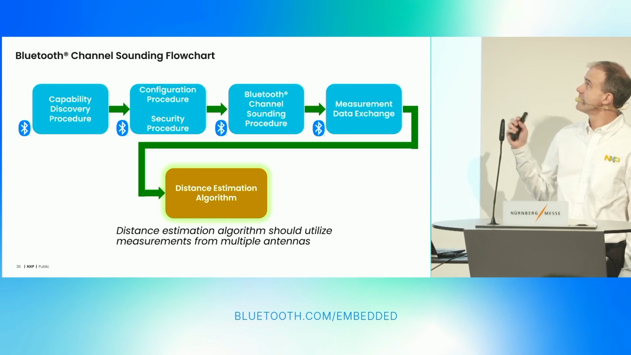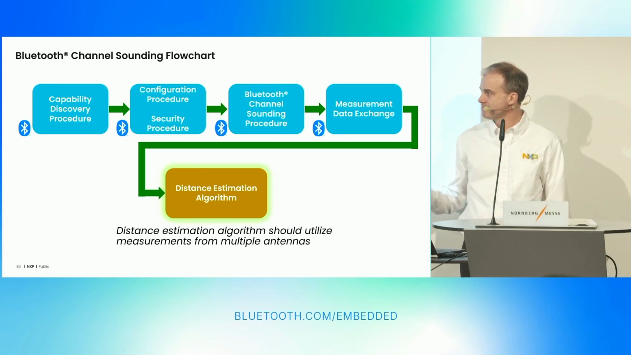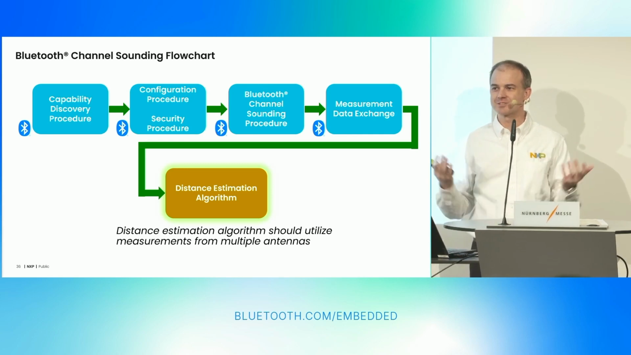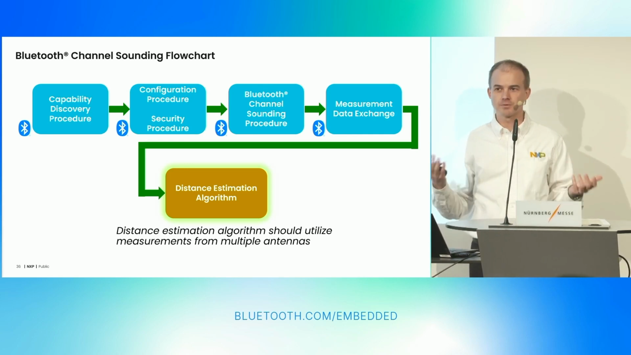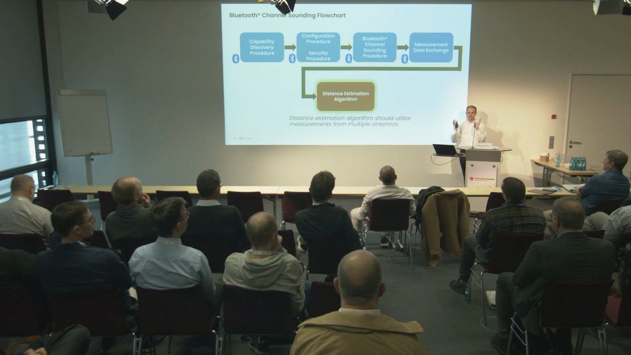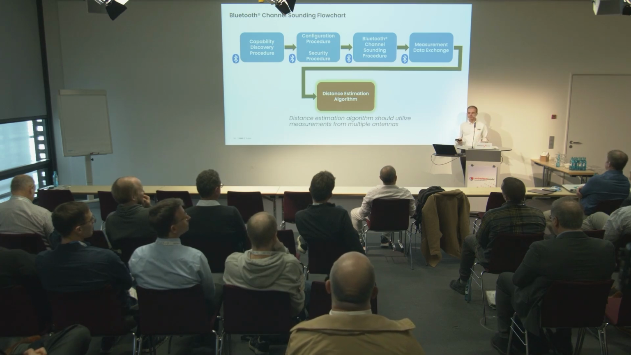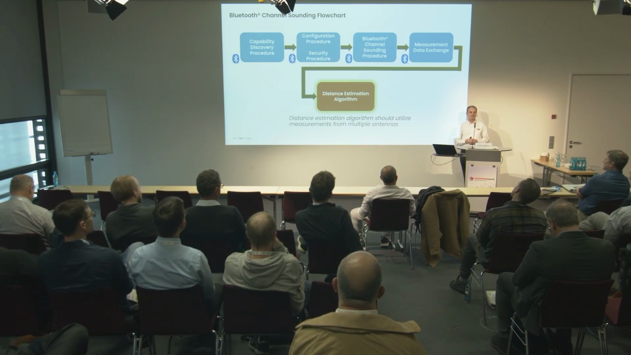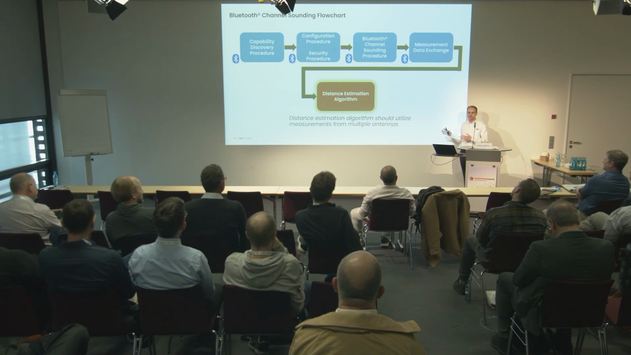So then, our distance estimation algorithm is going to take all that information, because they're going to do a data exchange, and it's going to turn all that magically into a distance measurement. And say the distance is 5 meters, 4 meters, 10 meters, whatever. And again, that's not part of the channel sounding spec, so it's key that whatever vendor you pick, whatever partner you pick, has that algorithm that can take those multiple antenna measurements and turn them into an actual distance estimation.